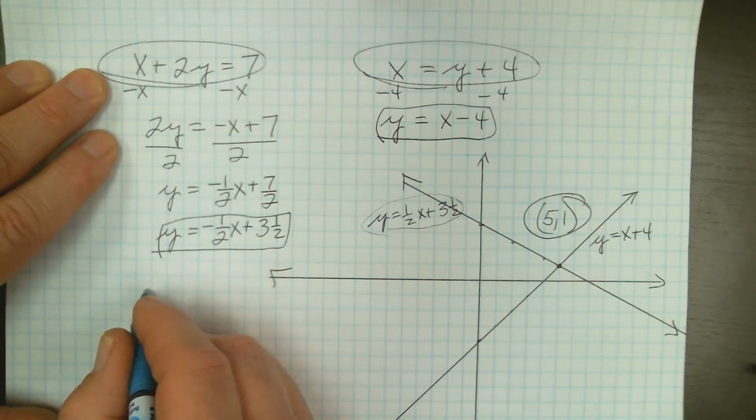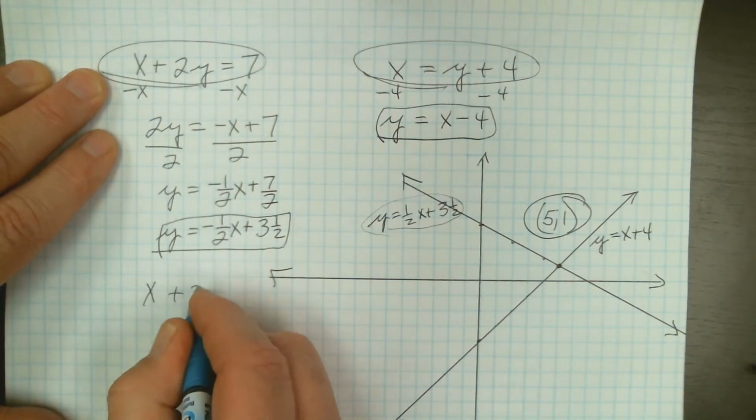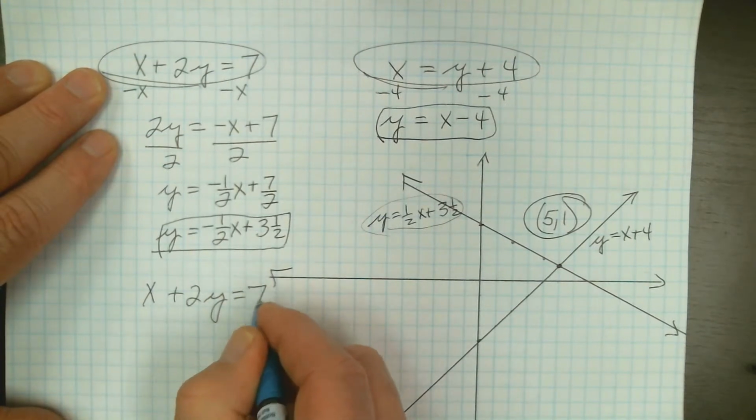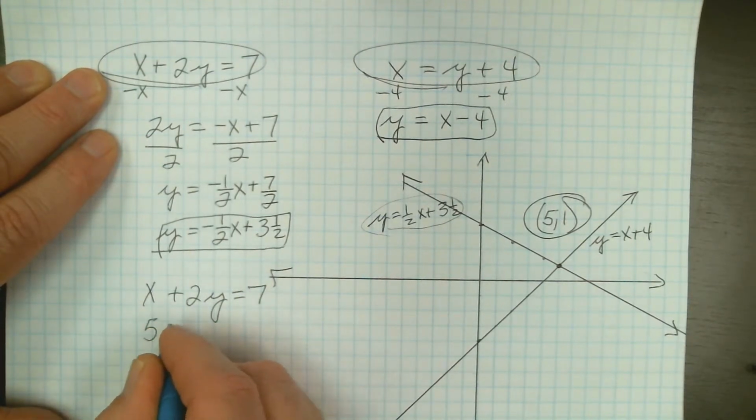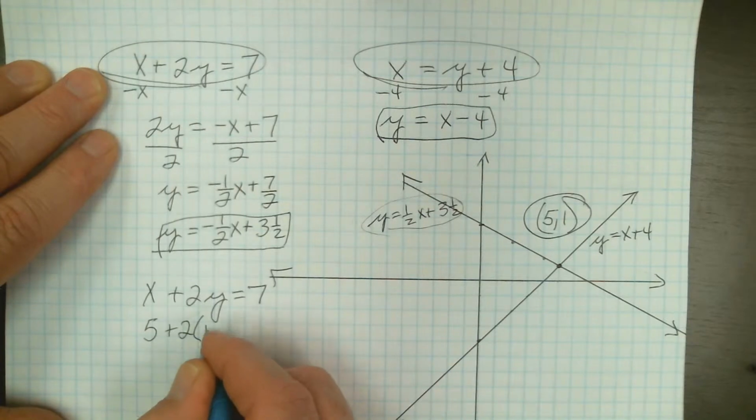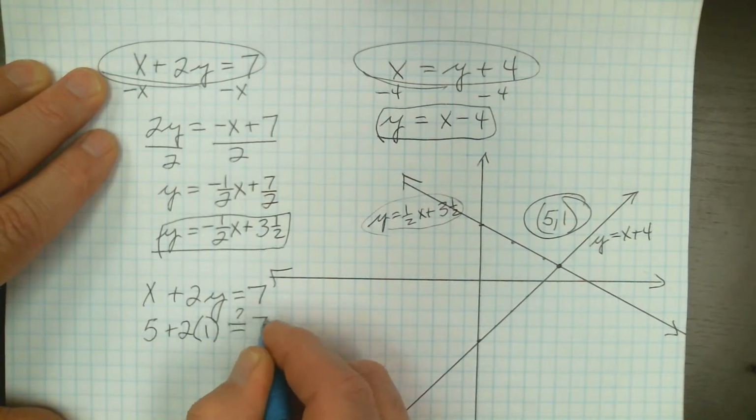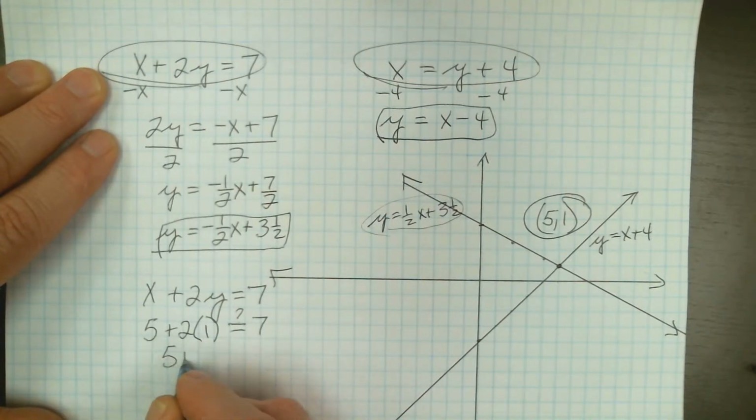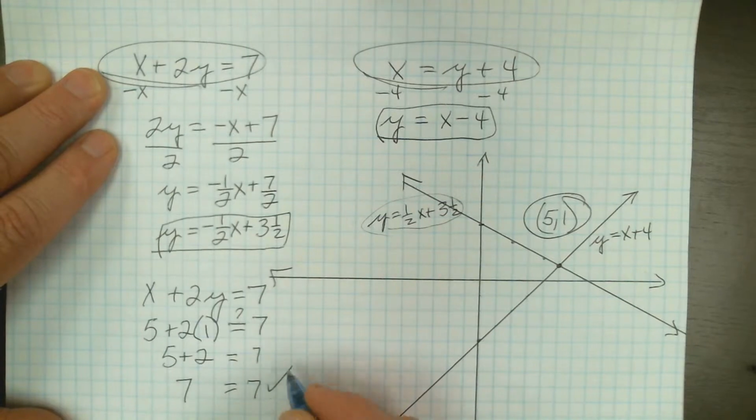We have x plus 2y is equal to 7. So I'm saying 5 plus 2 times 1 is equal to 7. And so that's 5 plus 2 on this side, and 5 plus 2 is 7. Well, on this side we have 7. And so this is true. So it satisfies that one.